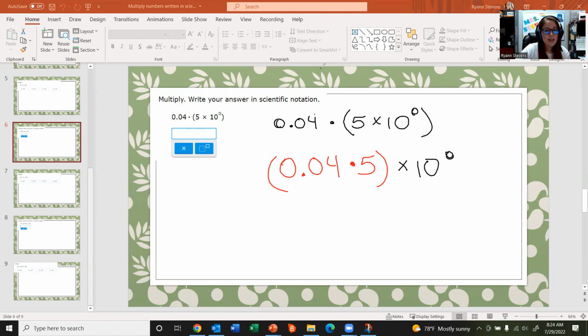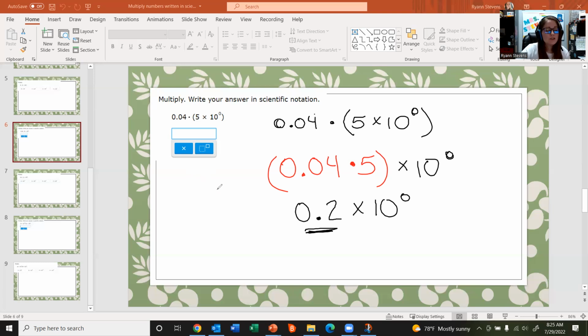When I multiply 0.04 times 5, I'm going to get 0.2 times 10 to the 0 power. But I do have to remember that this also applies to those rules where this first number has to be somewhere between 1 and 10. It has to be greater than 1, but less than 10. And so 0.2 is actually less than 1.